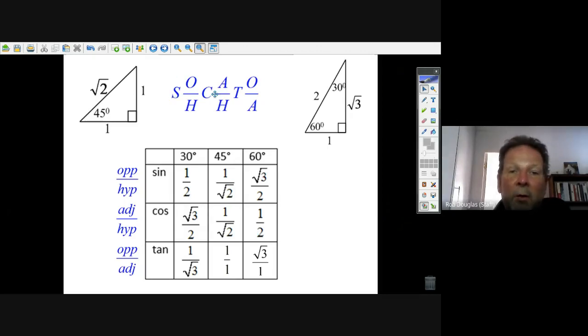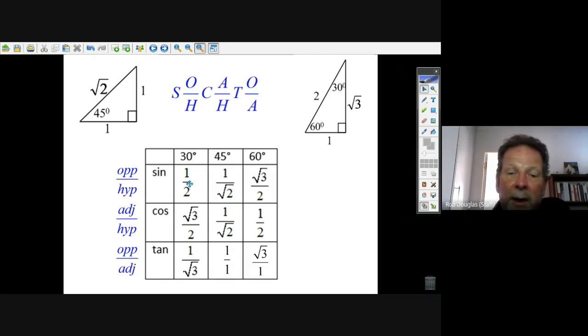First, I know SOHCAHTOA. Sine is opposite over hypotenuse. So let me just do a few of these. Say the sine of 30 degrees. You go to the 30-degree triangle. You put your thumb on the 30 degrees and go opposite over hypotenuse. Well, that's 1 over 2. As long as you have this picture, you can write down the sine of 30 is 1 over 2.